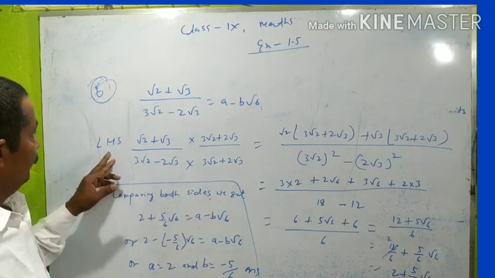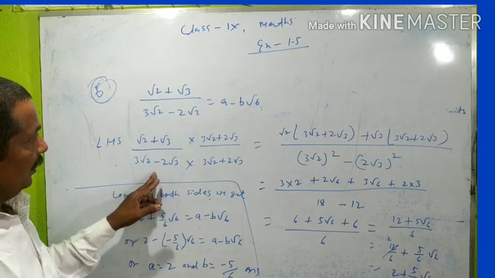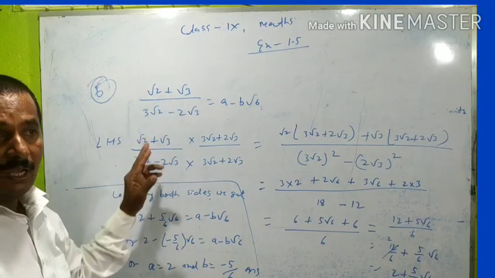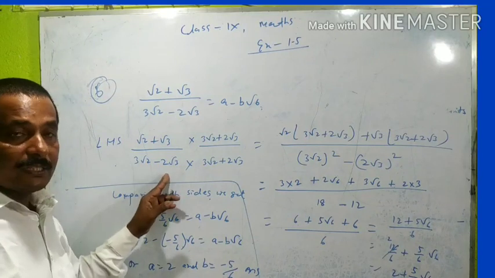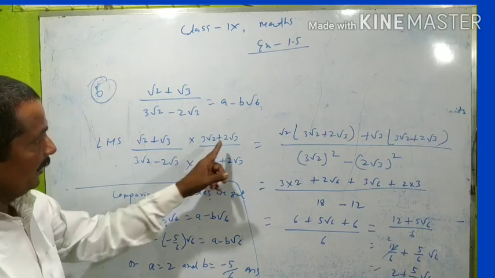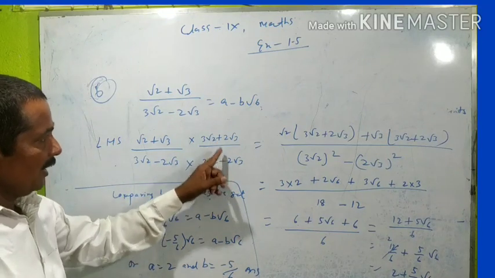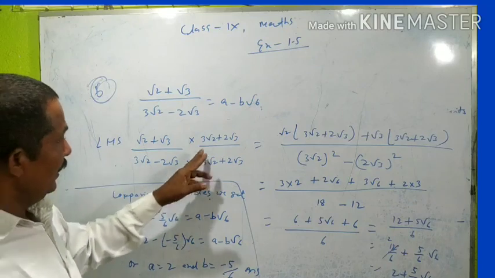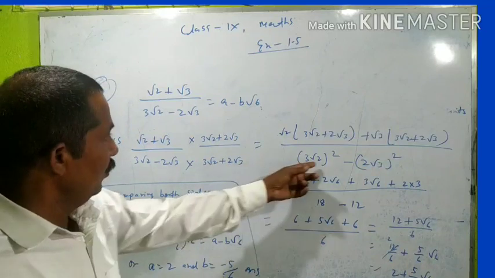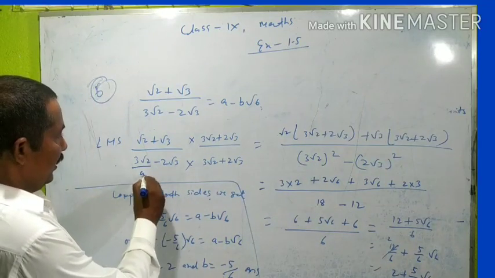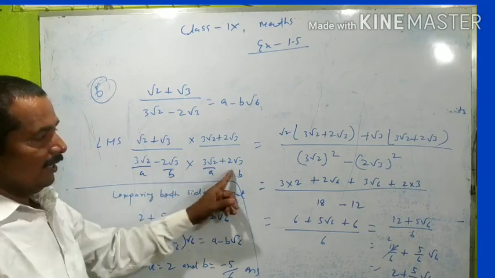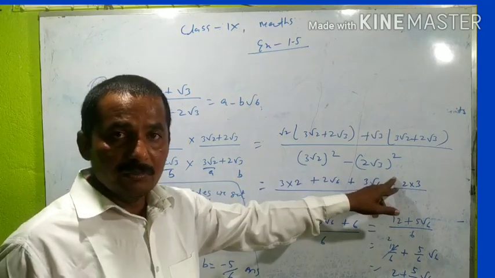Look here, I have written the LHS and I have rationalized the denominator of this part. Here it is minus, so I have written plus here. With the same number I have multiplied n and d, and then this into this, and this into this. Suppose a, it is b. So a minus b, a plus b gives a square minus b square.